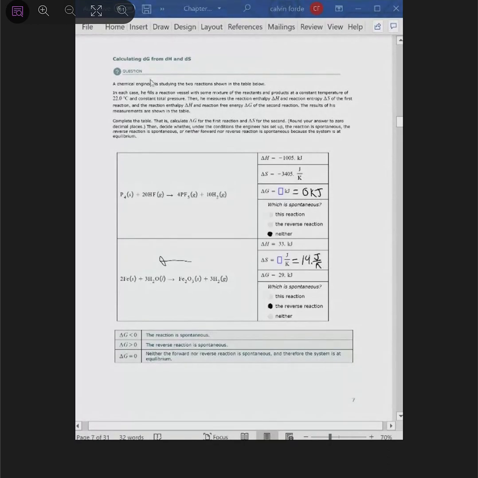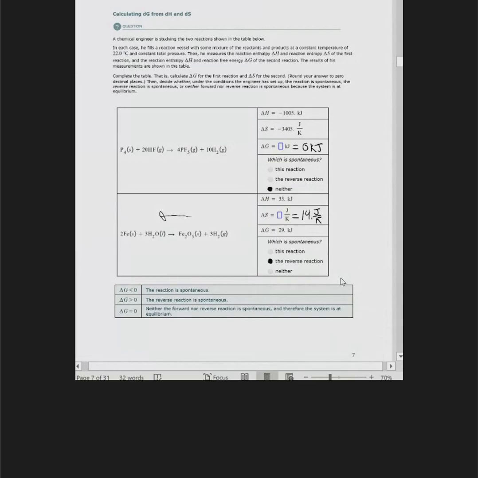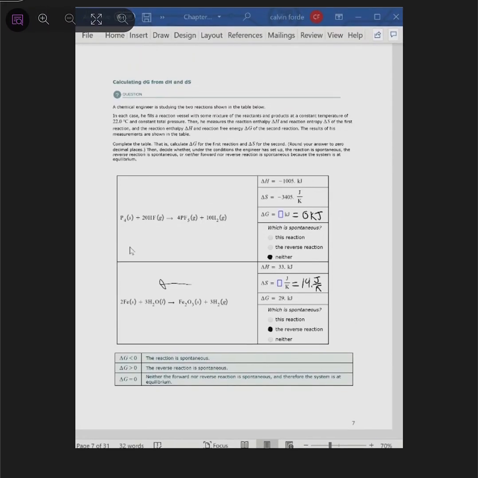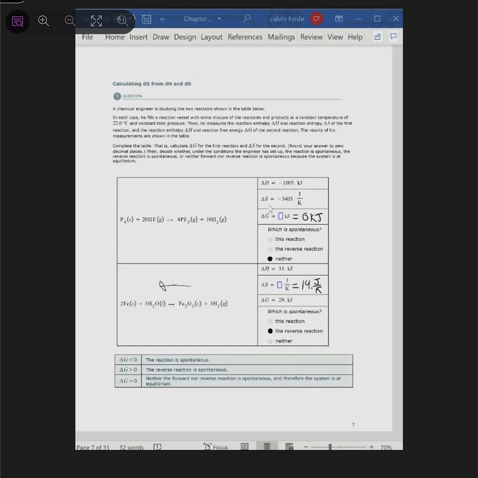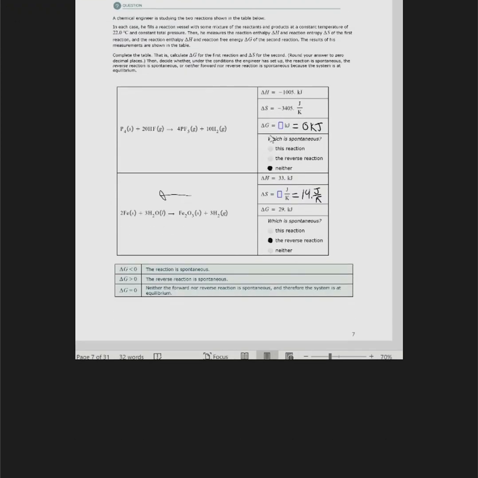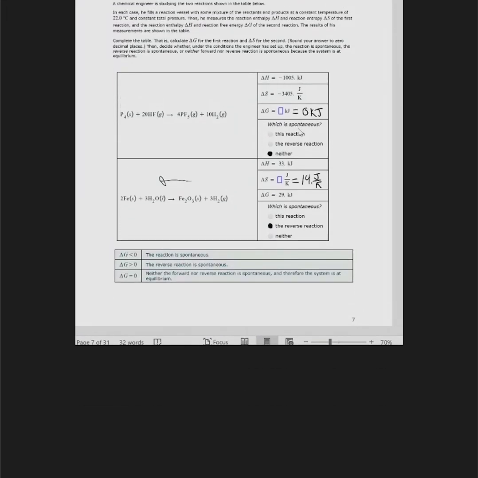Calculating delta G from delta H and delta S. So, in terms of this, obviously there's formulas. Did I write that? Yes, I did write that. Okay. So, if you want to read this, you can. I'm just getting right into solving it. So, in this case, they give you your delta H, they give you your delta S. You have to find your delta G, and you have to figure out if it's going to be spontaneous.